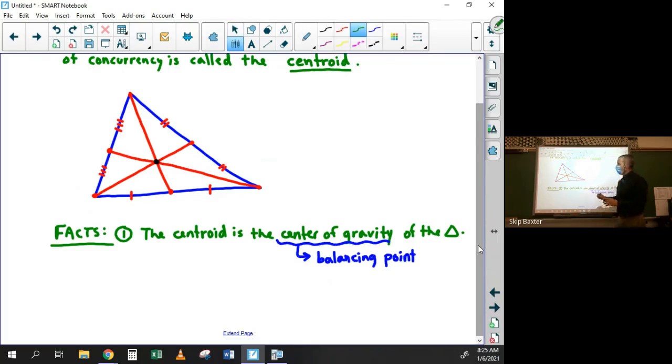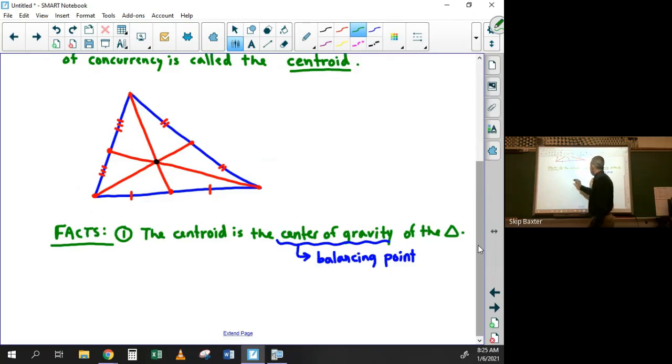So you can think of it like if you were to make this triangle out of plywood, universal thickness plywood, then this would be the point where you could balance that triangle on a stick, and it would hold on there. So that's another reason why there's no way it could be on the perimeter of the triangle or outside the triangle if it's the balancing point. It has to be kind of in the middle of the triangle, right? So that's one important property of the centroid: it's the center of gravity.